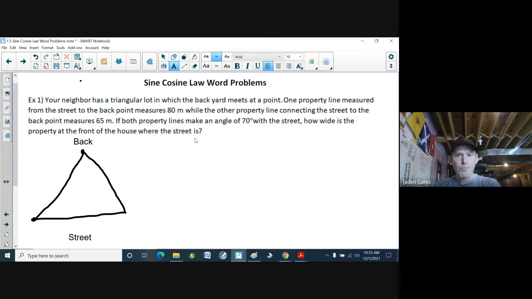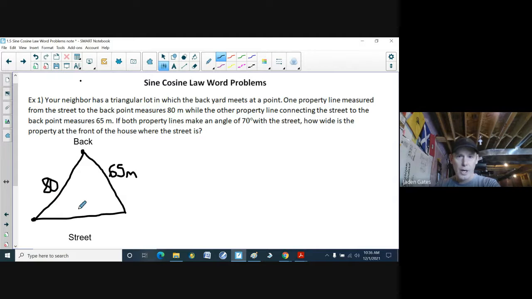All right, so let's get to this question again. One property line measured from the street to the back point measures 80 meters. Just because it's a diagram, I'll label that 80. While the other property line connecting the street to the back point measures 65 meters. If both property lines make an angle of 70 degrees with the street, how wide is the property at the front of the house, where the street is?